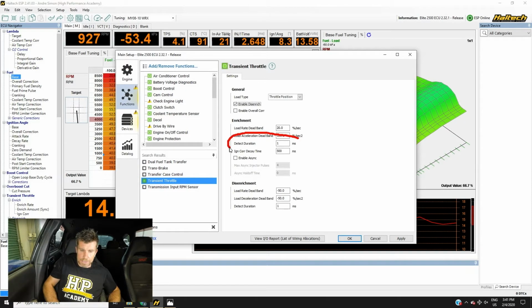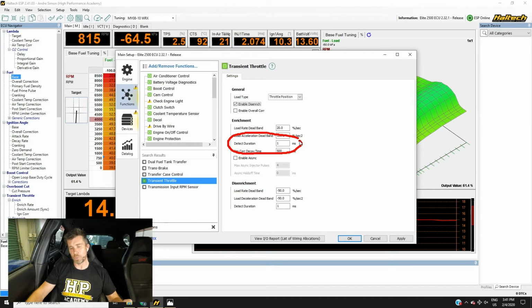Next, we've got our detect duration, and this is essentially a filtering, if you like. So how long the signal must be active above that parameter before any transient enrichment will be added in. So the danger here is if we set this too high, it's going to naturally create a latency before any transient enrichment will be used. So you want to keep this as low as you can. You can see there I've got 1 millisecond.